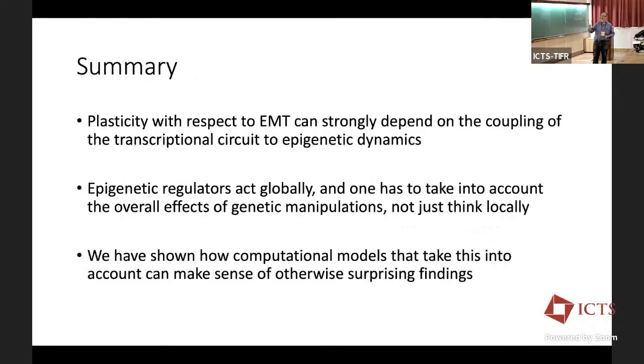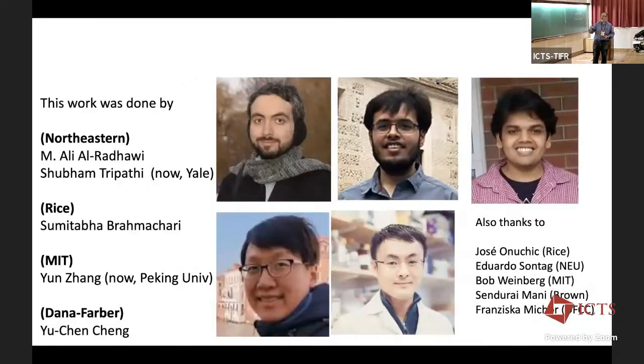So epigenetics is not the only thing that biases you, but it's one of the important things. And this is more the summary, and these are some of the people who did the work. The work on most of what was just up there is Ali Hadawi, who was a math lecturer at Northeastern, and Shubham was my student, who's now at Yale, and Sumitava is a postdoc at Rice, and then there's Yu Chen from Dana-Farber, and experimental work from Yun Zhang, now at Peking University. And with that, thank you. Happy to answer any other questions. I'm done.